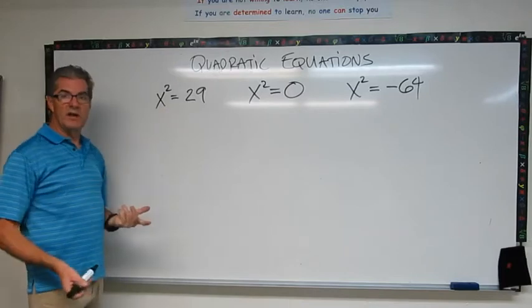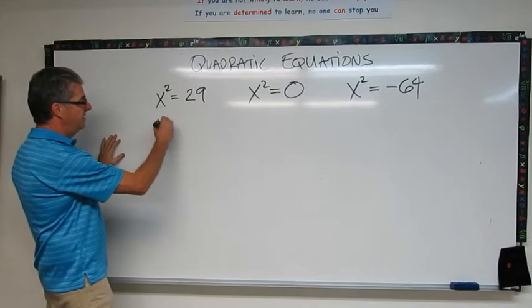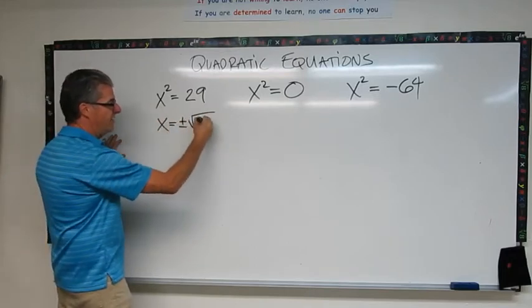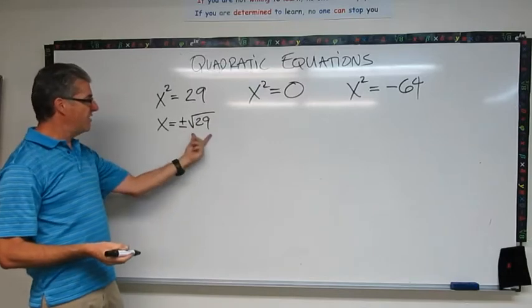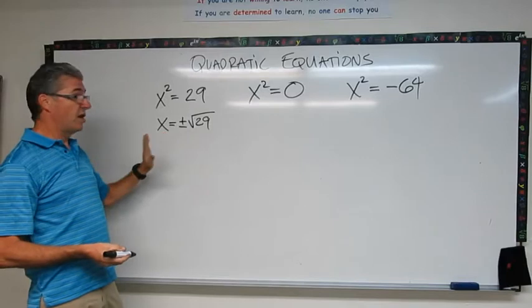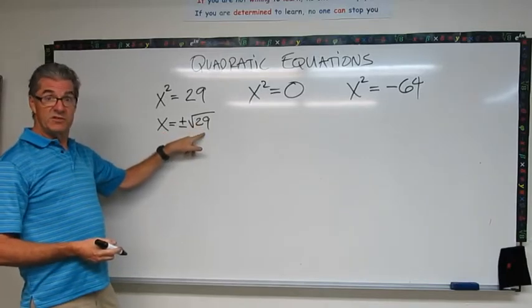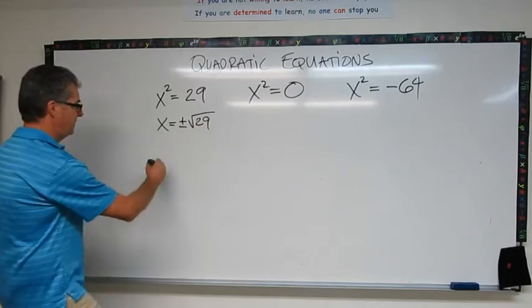x squared equals 29. Let's do our stuff. Take the square root of both sides. So x equals plus or minus the square root of 29. Now, 29 is prime. There's nothing else we can do with this. We are done. Don't get out your calculator and find the decimal for root 29. Just leave it as root 29. Let's do one more like this one.